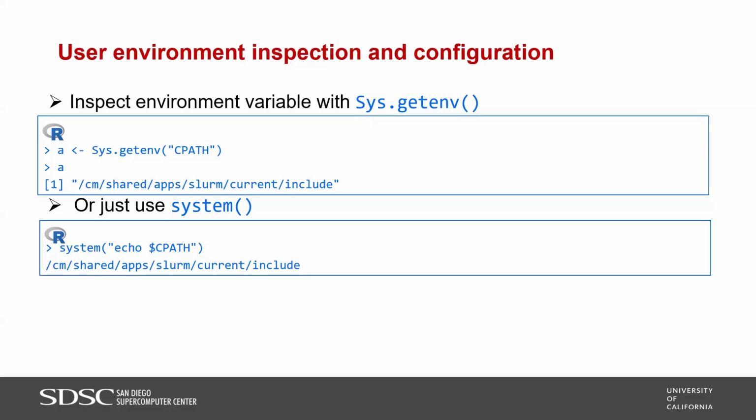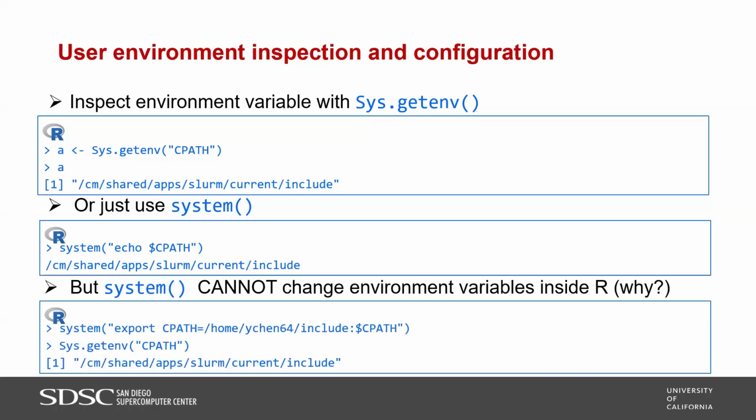Or if you want, you can use the system function to check the environment variable, but the system function cannot change the environment variable inside the R session. In this example, we want to add my home directory path to the C path, and then check whether it has been assigned. But it turns out we don't have the path in my home directory.